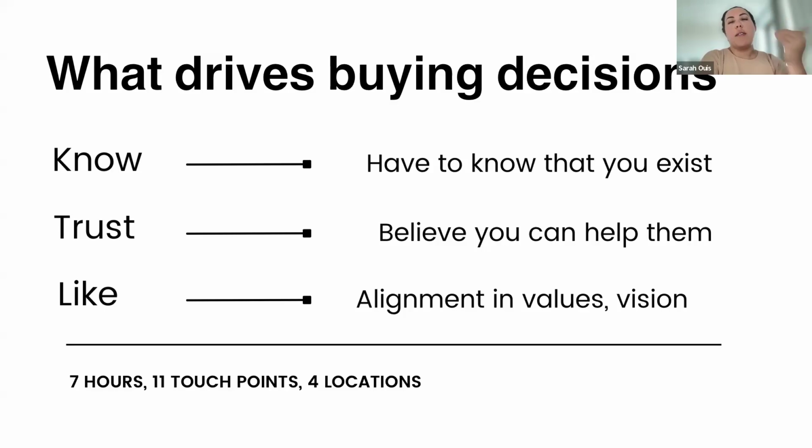And I'm going to show you what that looks like in content. But overall, these are the three factors. And I don't know if you've heard of the Dunbar numbers before, but before anyone makes an inquiry, they have to essentially consume 7 hours of content across 11 touch points in 4 different locations. So that means they need to potentially consume 7 hours' worth of content through different forms.